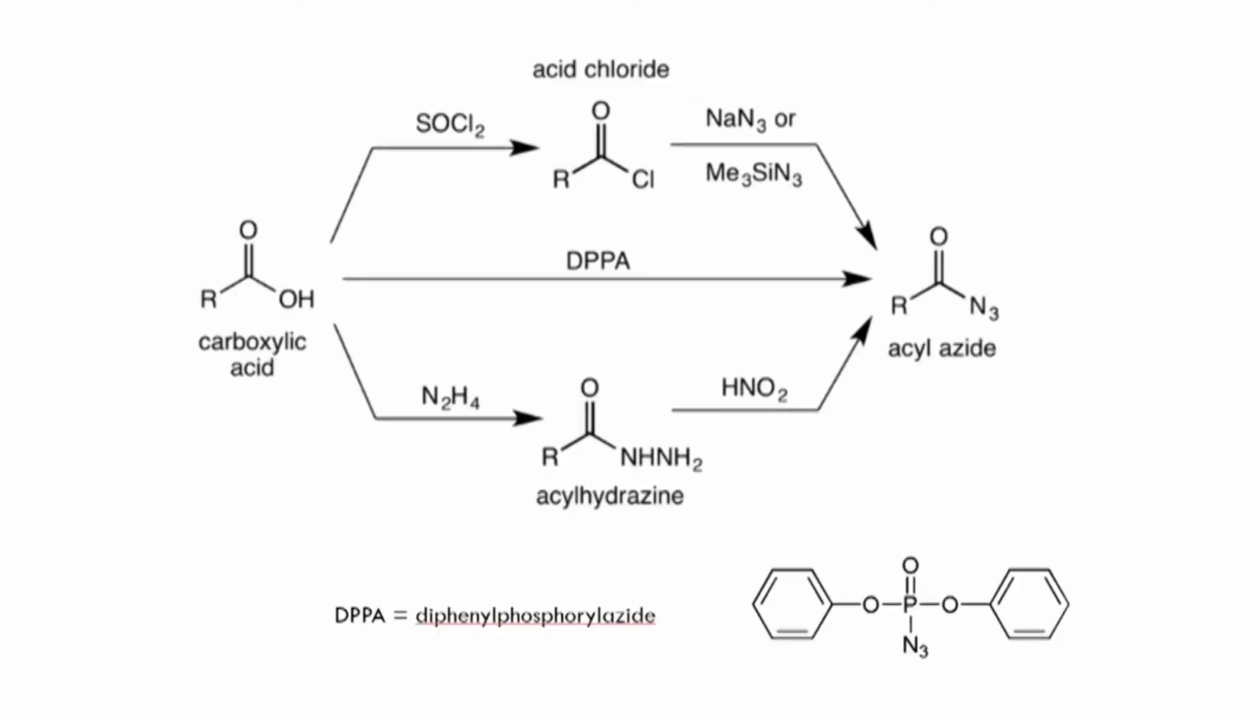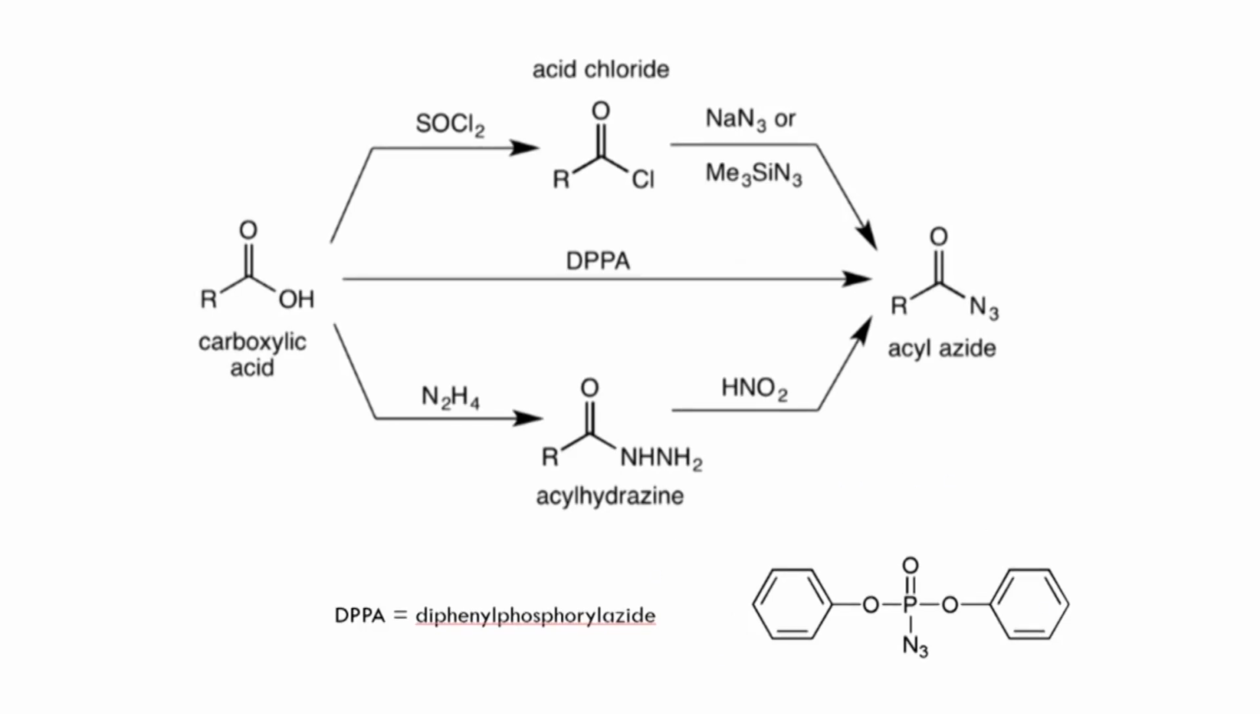that are very useful. Okay, so the way in which you generate this acyl azide is you start with a carboxylic acid and you can react it with SOCl2 and produce an acid chloride. And subsequently, the reaction of the acid chloride with sodium azide or trimethylsilyl azide gives you the acyl azide. You can also do this reaction by reacting it with diphenyl phosphoryl azide, whose structure is shown here.